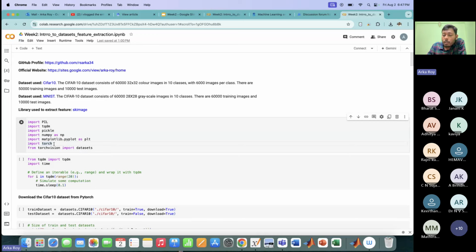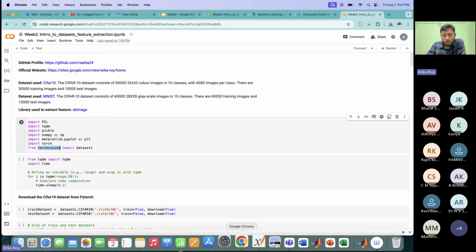And to access the state-of-the-art data sets, or to access the existing data sets, because this application is on images, and we have seen CIFAR10 and MNIST, these are image data sets. All the image data sets are basically stored in the Torch Vision package. So from Torch Vision, I'm importing the data sets.